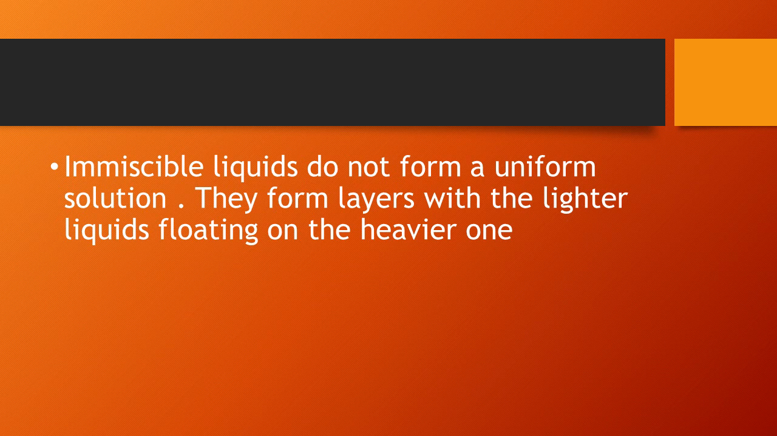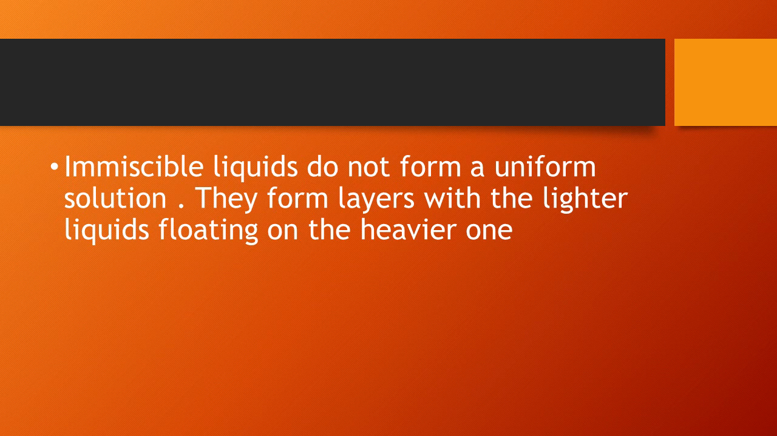We have said miscible liquids are liquids that mix and form a uniform solution. On the other hand, liquids that do not mix to form one layer are immiscible liquids. These are liquids which can't mix at all. You have water and kerosene, cooking oil and water, fresh milk and cooking oil.